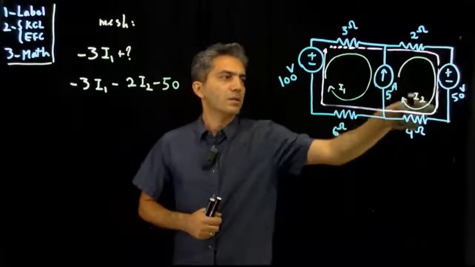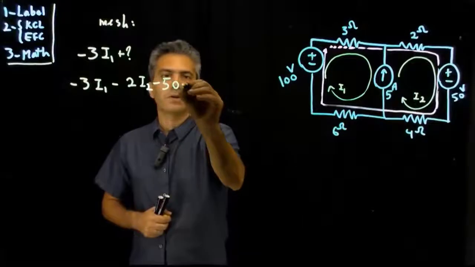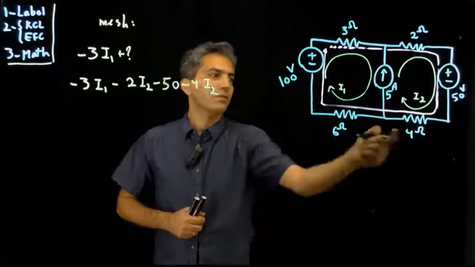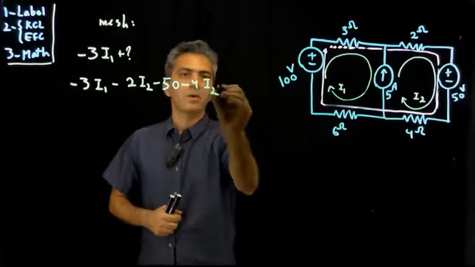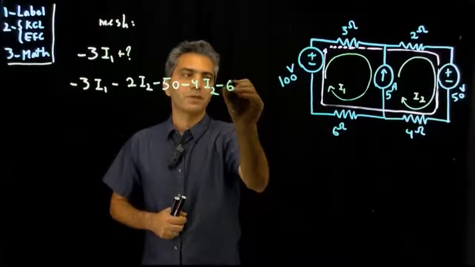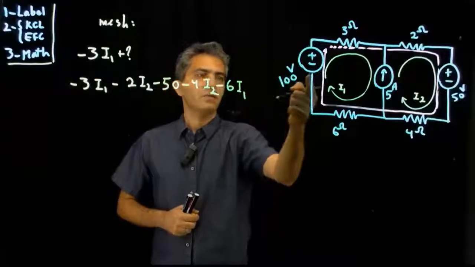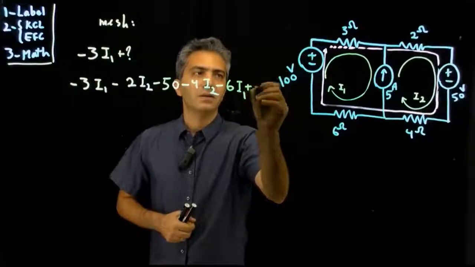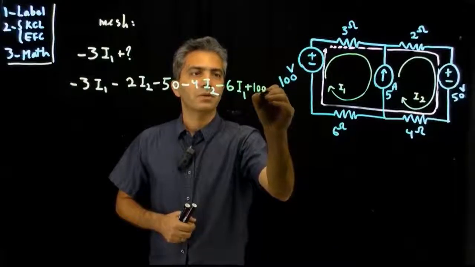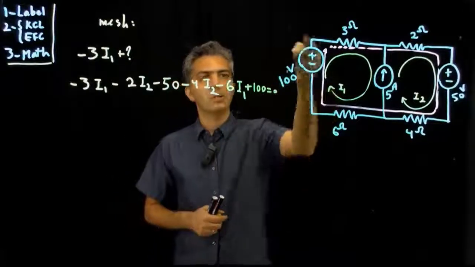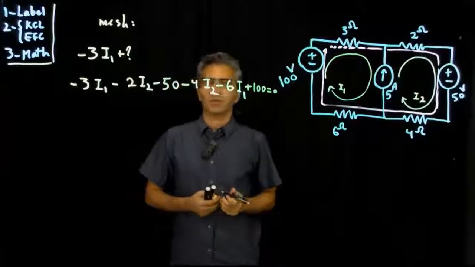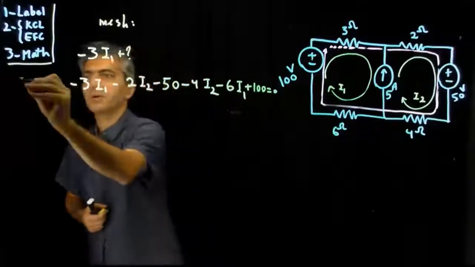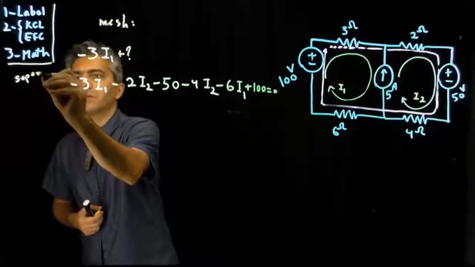as I go through this source. Then I get here, I have another voltage drop of 4 times I2 for the 4 ohm. I get to the 6 ohm, I have another voltage drop of 6 I1, and then finally I get to the 100 volt source, and I gain 100 volts of potential. So this would be the equation for the super mesh.